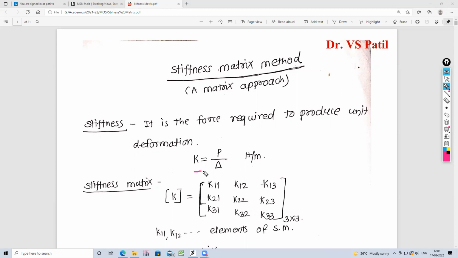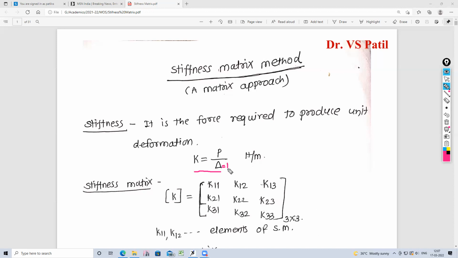Mathematically, stiffness is given by applied load divided by deformation, or in other words, it is the force due to unit deformation. So here the deformation applied is equal to 1. Due to unit deformation, the force generated in that element is the stiffness of that particular element.